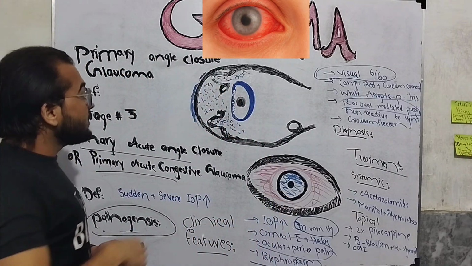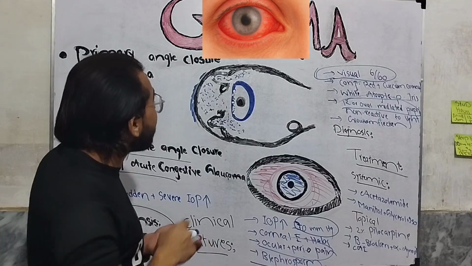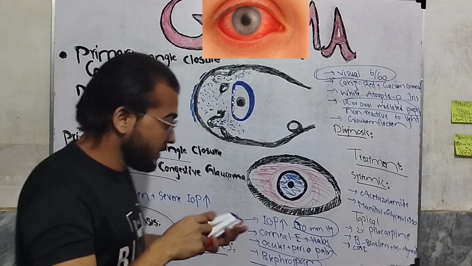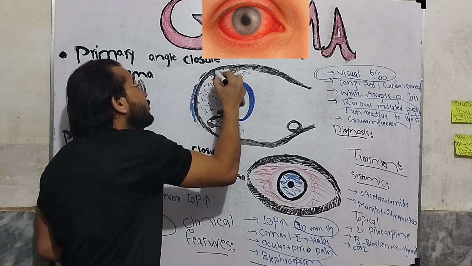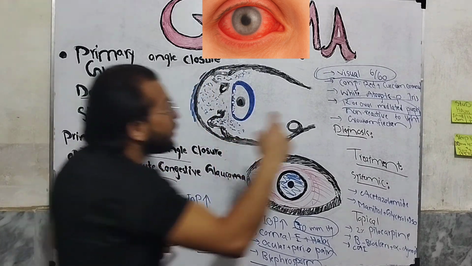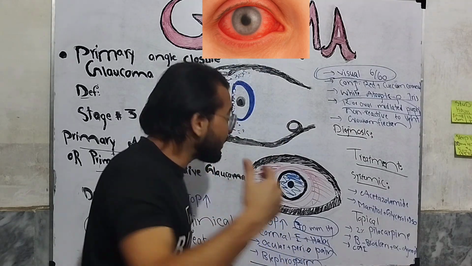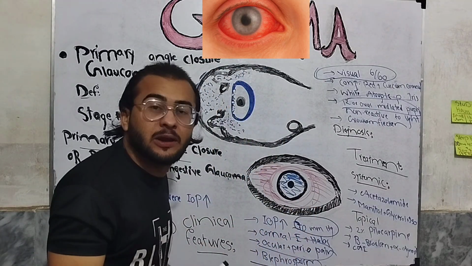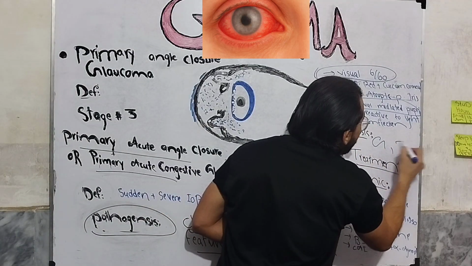Okay. Now, how can we diagnose the condition? The condition can be diagnosed with gonioscopy. In gonioscopy we evaluate and analyze the anterior chamber angle, and through gonioscopy and tonometry. Tonometry will give us the estimation of the intraocular pressure. Okay, so we can use gonioscopy and tonometry.